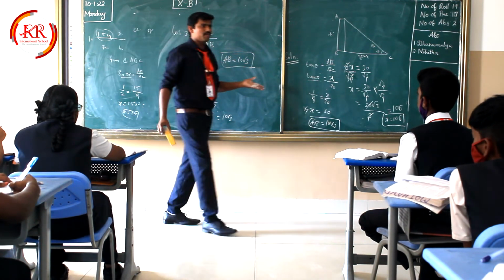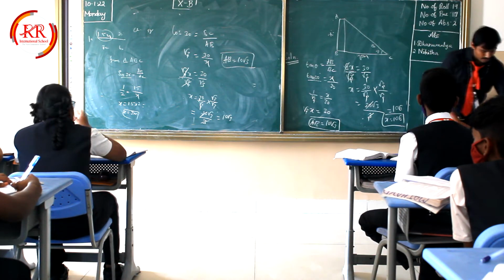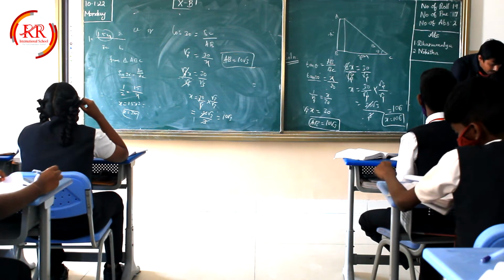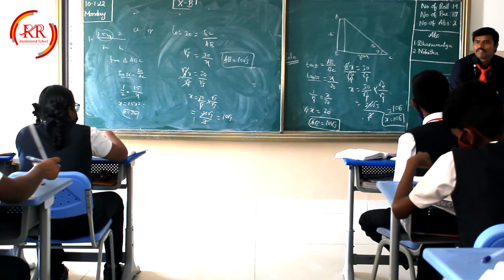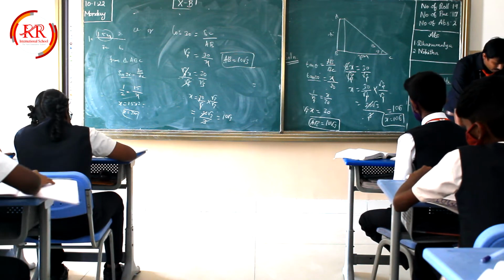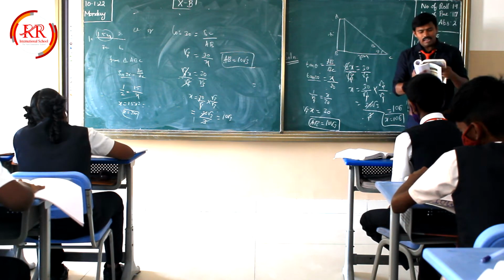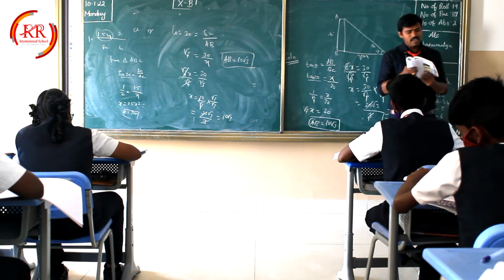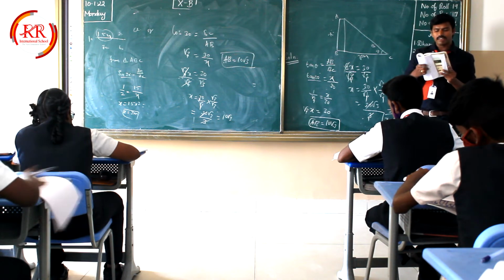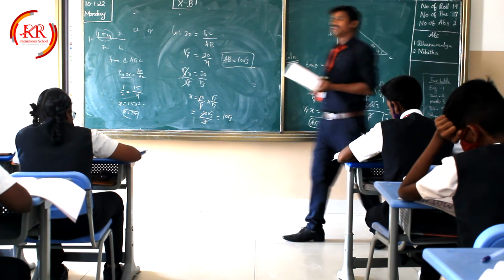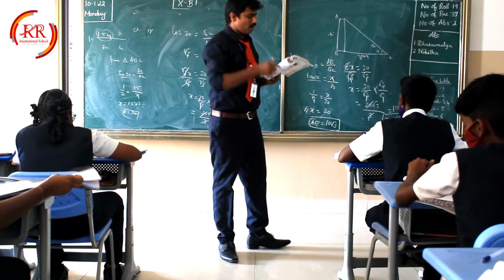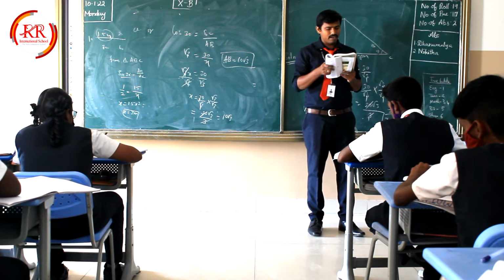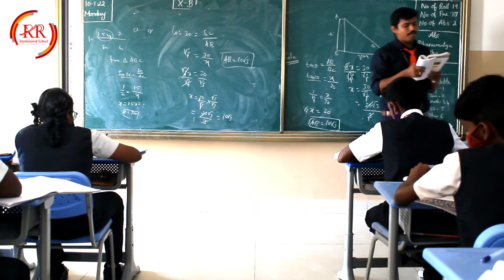Now shall we move to the next problem? So I'm just taking another problem. Look at that. Okay, please look at that. A kite is flying at a height of 60 meters above the ground. A string is attached to the kite, and is temporarily tied to a point on the ground. So there is a kite which is flying above the ground, and a string is attached to the kite and tied to a point on the ground.